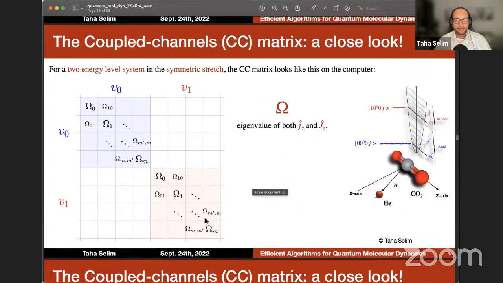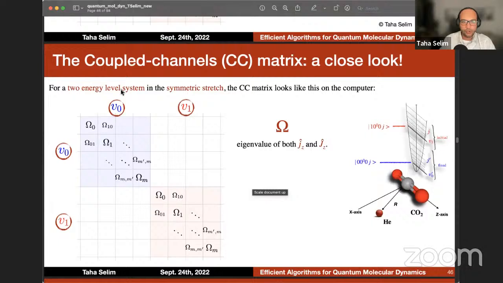Now here is the fun. We come to see the matrix on a computer, how it looks. And this is how the matrix actually looks on a computer for two energy levels. So we see here two quantum numbers. We have nu 0, which is the vibrational ground state of the symmetric stretch. We have nu 1, which is the first excited state. So we have the rows and the columns, because of the bra and the ket that we have seen. The ket is in the columns, the bra comes from here, and this is how the matrix looks in that basis or that space.